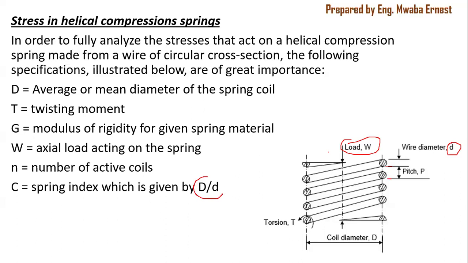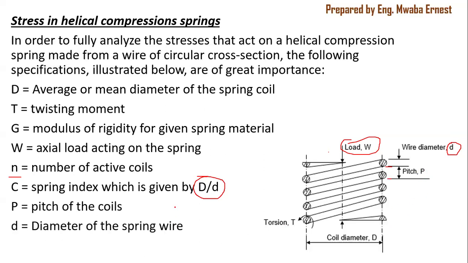Now, the spring index is the ratio between this D, the coil diameter of your spring, and the diameter of the wire of the spring. So D divided by d gives you the spring index. Small letter n talks about the number of active turns of the coil. So how many active coil turns do you have for this spring? Is it 10? Is it 15? That is the small letter n you see there. And of course, P, like we said, is the pitch of the coils, and small d is the diameter of your spring wire.